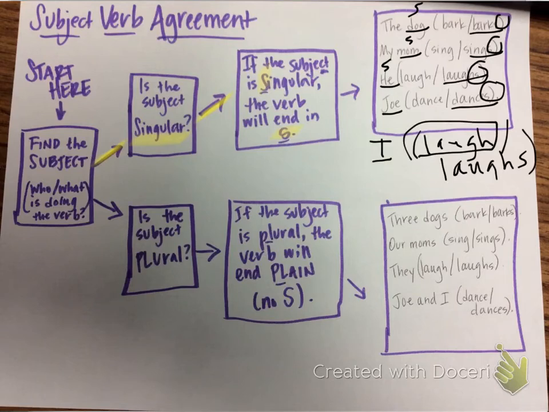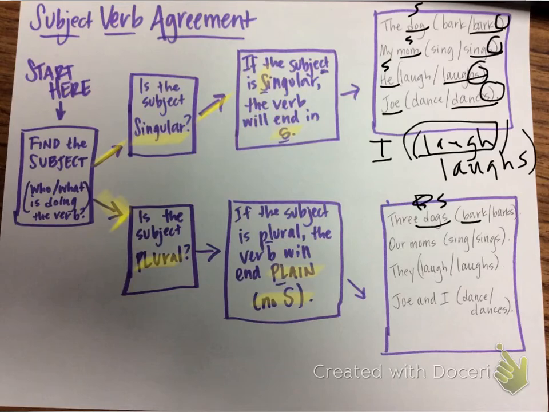On the other hand, if the subject is plural, then our verb is going to have a plain ending. That means no S. So let's do the same thing. If I'm talking about 3 dogs, I'm talking about more than one dog. It's a plural subject. So if it's plural, it's going to have a plain, no S ending verb.